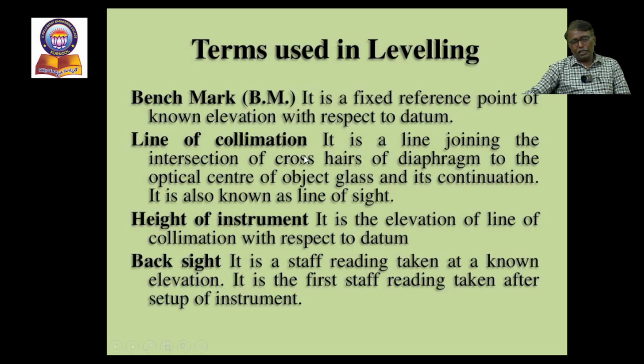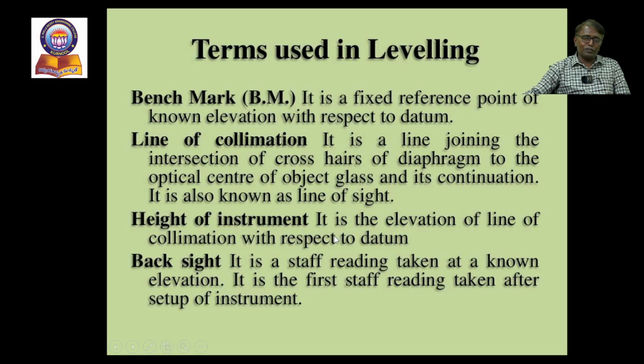So a leveling instrument consists essentially of a telescope. In the telescope, the diaphragm is provided in front of the eyepiece. On the diaphragm, these crosshairs are marked, and the object glass will be on the further end, and its optical center and its continuation is called line of collimation.